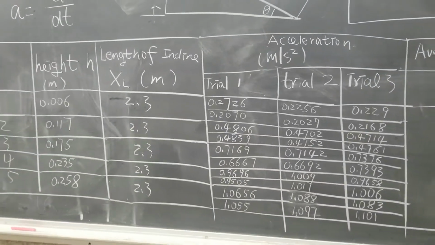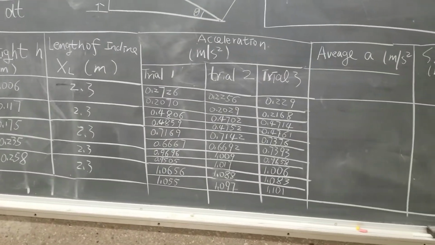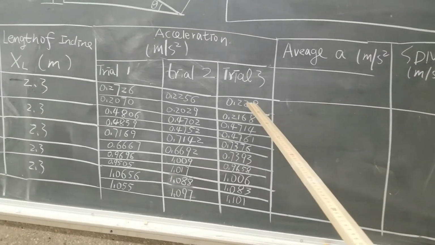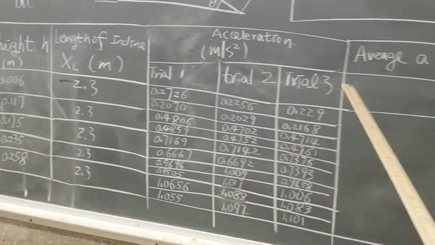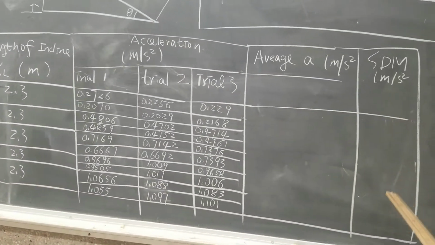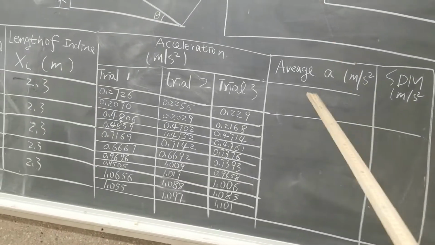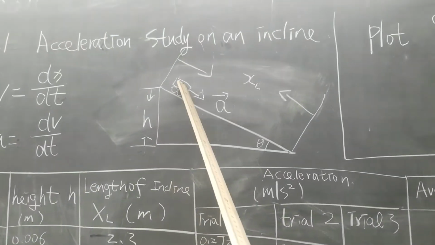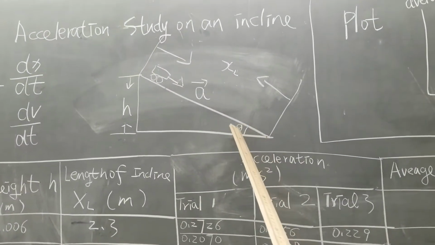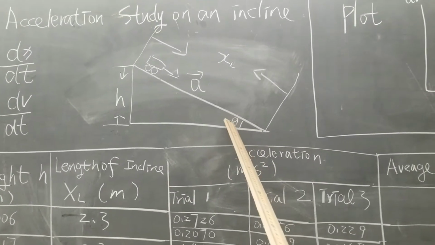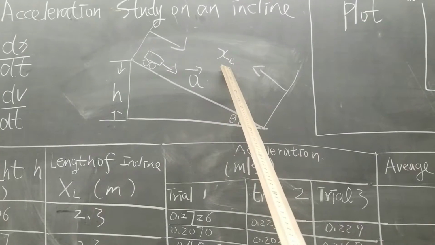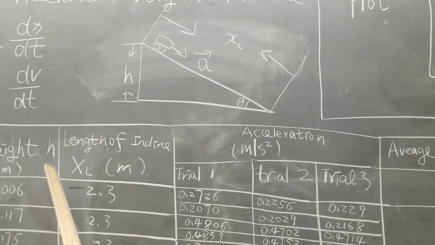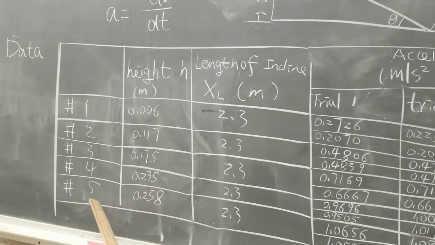You can analyze this data in your notebook, and in the results analysis, you will calculate the average acceleration for each different height, and then calculate the standard deviation. After you found all the accelerations, given the height and given this length xl, you can calculate sine theta. Sine theta equals h divided by xl. We have h, we have xl, so you can calculate sine theta for all 5 trials.